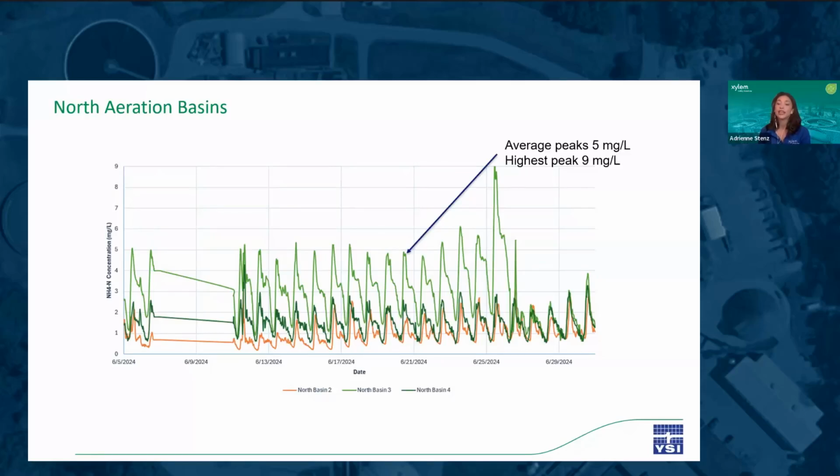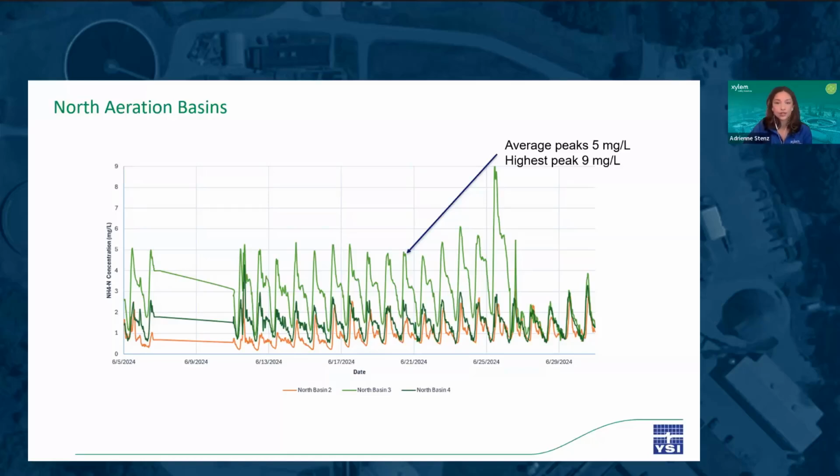Though North Basin 3 saw the bulk load of ammonia, you can see the system does a pretty effective job at bringing those ammonia levels down to an average of around 3 milligrams per liter. The ammonia loading across the basins became more evenly distributed towards the end of the month, past June 26th.